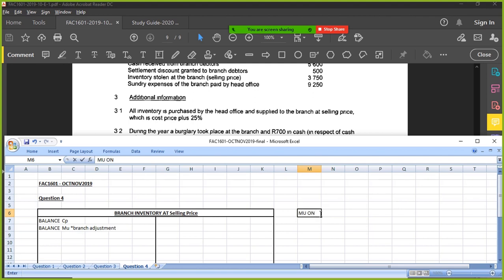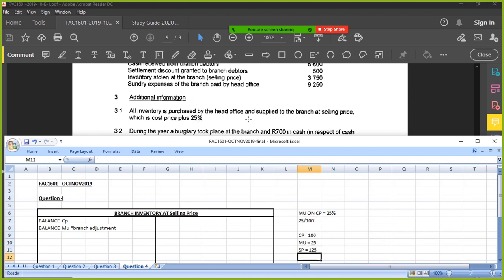Markup on cost, 25%. Okay, which is 25 over 100. So cost price is 100. Markup is 25. Selling price would be 125.